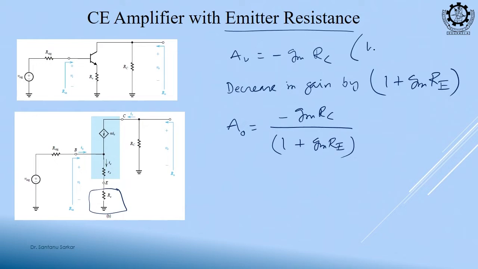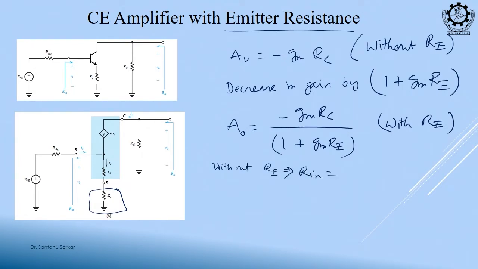This is without RE, and this is with RE. Why? Because of negative feedback. In negative feedback, what happens? Your gain is reduced. With positive feedback, what happens? Your gain is increased.